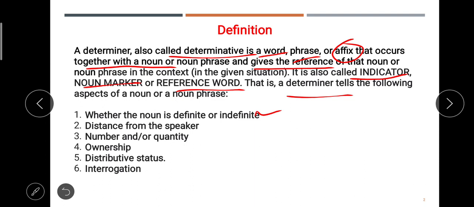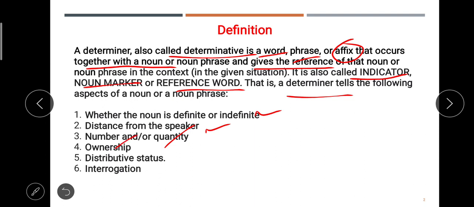Next is distance from the speaker. The noun which is being talked about is close to the speaker or away from the speaker, in time and place. Third thing they tell about a noun is number and quantity, whether the noun is singular or plural, or if we talk about the quantity, that is the amount of the thing. So how much is the amount of that particular thing? We're talking about milk. 1 liter, 2 liters, 3 liters. What is the amount? That we come to know with the help of the determiners only.